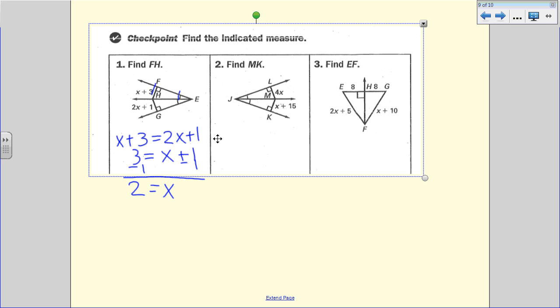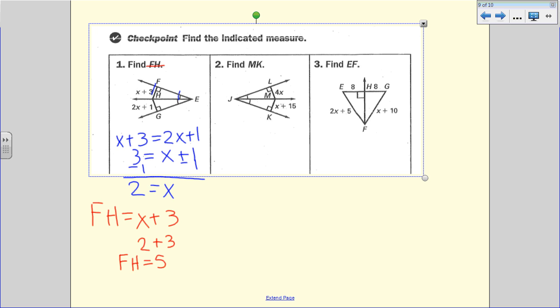Once again, go back and look and see what they wanted you to do. They wanted you to find FH. FH is equal to x plus 3. So I need to plug 2 in for x, and I get FH is equal to 5.